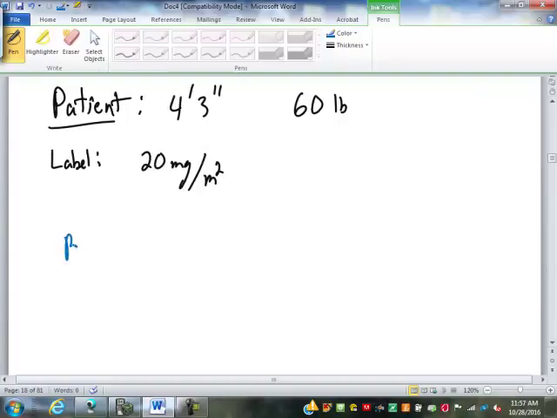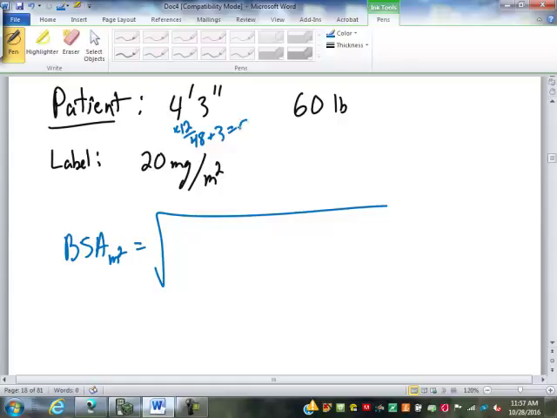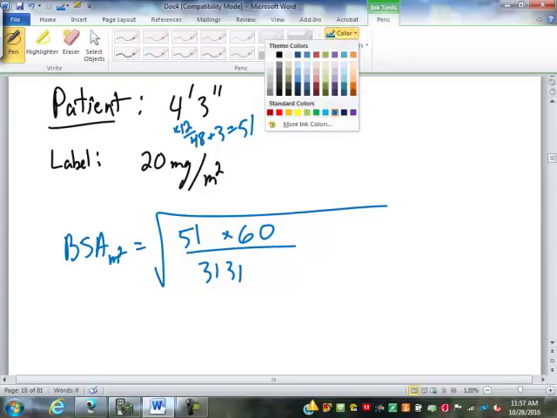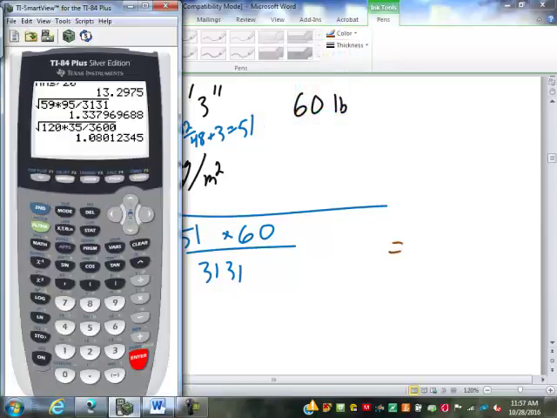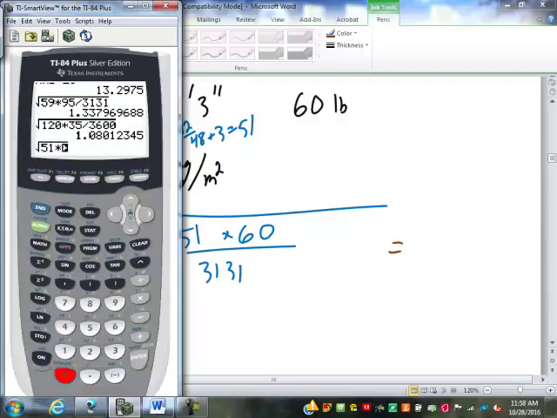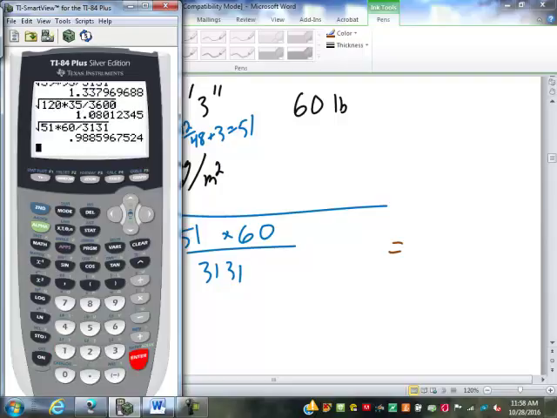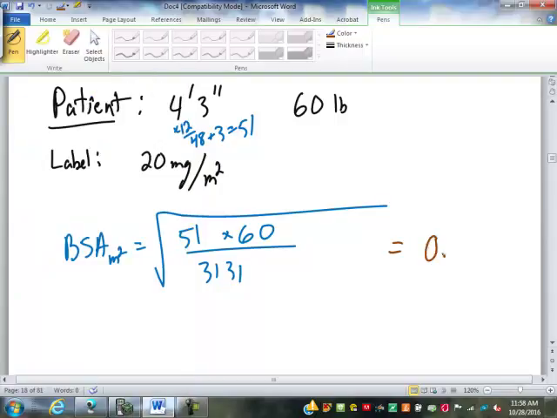So let's find our body surface area using the formula. First we have to put the height in all inches. So 4 times 12 is 48, plus 3 is 51. So this is 51 times 60 over, those are standard units, so it's 3131. Take the square root of 51 times 60 divided by 3131. That's 0.99 basically, square meters.